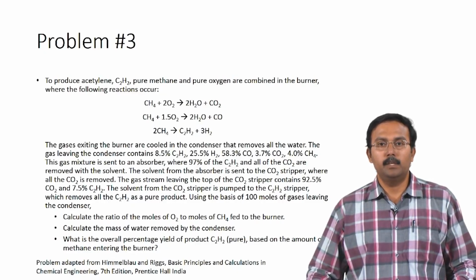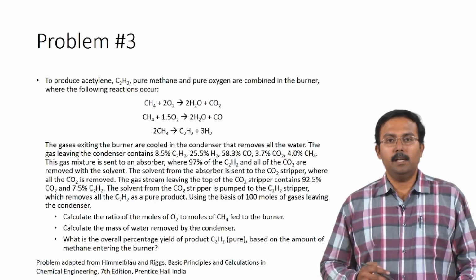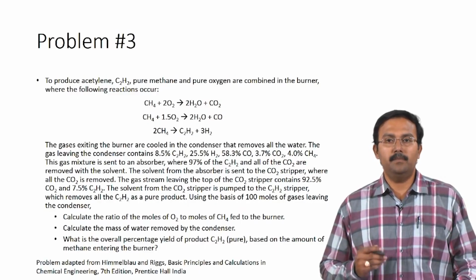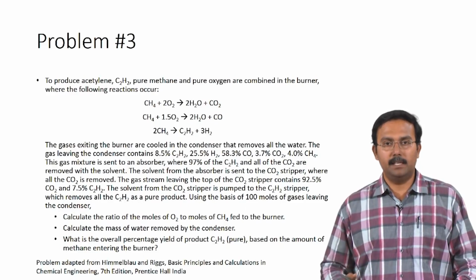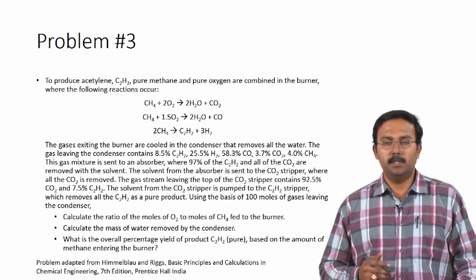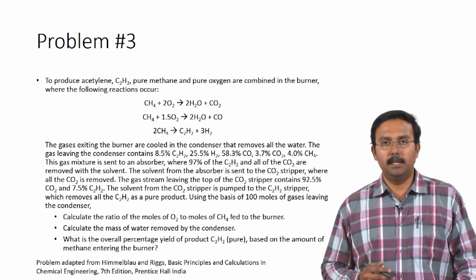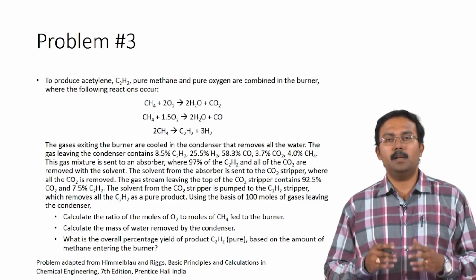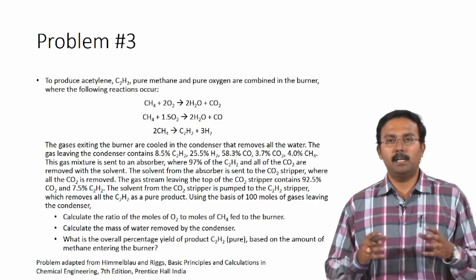pure product. Using the basis of 100 moles of gas leaving the condenser, calculate the ratio of the moles of oxygen to the moles of methane fed to the burner, calculate the mass of water removed by the condenser, and what is the overall percentage yield of product, which is pure acetylene, based on the amount of methane entering the burner. So, now this is a much more complicated problem than what we have been looking at, because there are multiple reactions and also multiple systems.